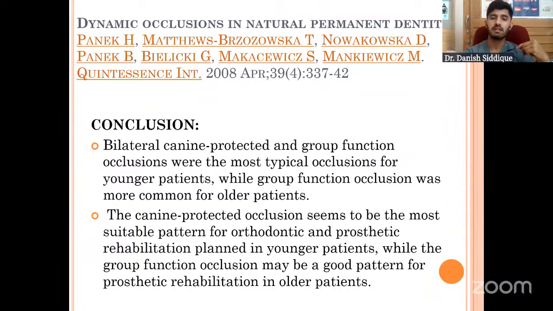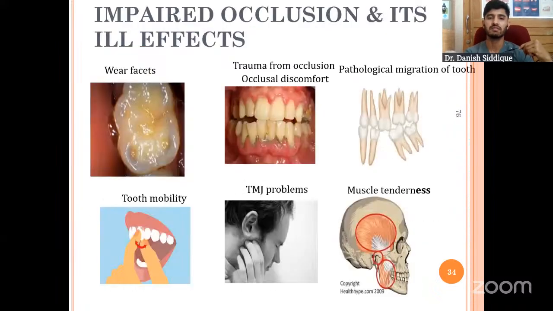This was another study, a diagnostic study, conducted to check what amount of occlusion was naturally present and what would be the more ideal situation to be restored for the patient. They found that in younger patients, there was bilateral canine guided occlusion present. But with age, with wear and tear, it was group function that was seen. The occlusion was then restored back to the same thing, and the study concluded that it was best to restore younger individuals with canine guided and older individuals with group function.